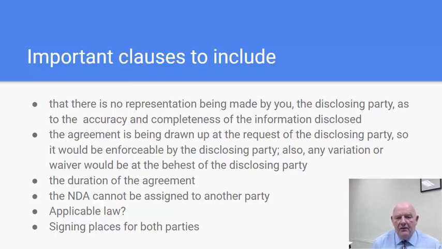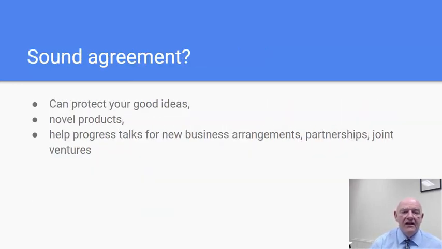Another one would be that the agreement is being drawn up at the request of the disclosing party, so it would be enforceable by the disclosing party, that's you, and any variation or waiver would be at the behest of the disclosing party, again, that's you. You'd also want to set out the duration of the agreement, how long it's supposed to last. You'd want to also make a provision that the non-disclosure agreement cannot be assigned to another party, and you need to provide for the applicable law. Is it going to be Irish law, UK law, American law, or whatever? And obviously there's going to be a signing place for both parties.